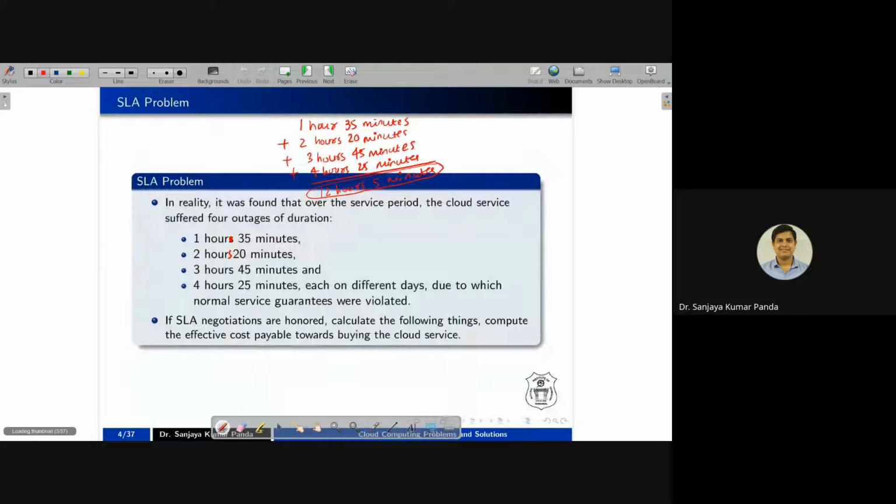But here, as you said, total outage time is 12 hours and 5 minutes. So it is equivalent to 12 hours, which I can write as 12 into 60 minutes plus 5. So how much will you get? 12 into 60 plus 5.